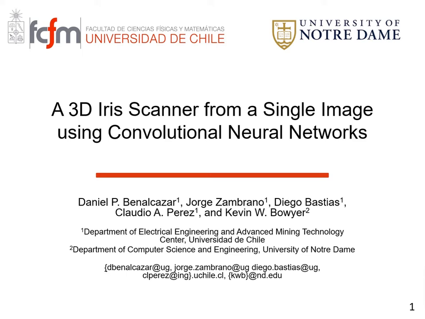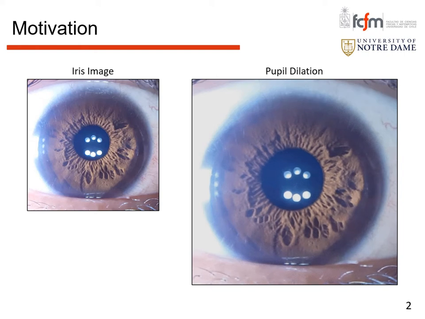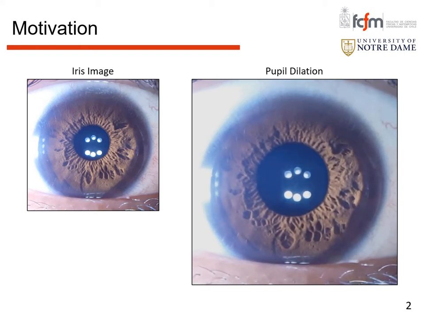A 3D iris scanner from a single image using convolutional neural networks. Greetings, my name is Daniel Benalcazar, and this is a joint research between Universidad de Chile and the University of Notre Dame. The motivation. Traditionally in iris recognition, a 2D image of the iris is used for the analysis.